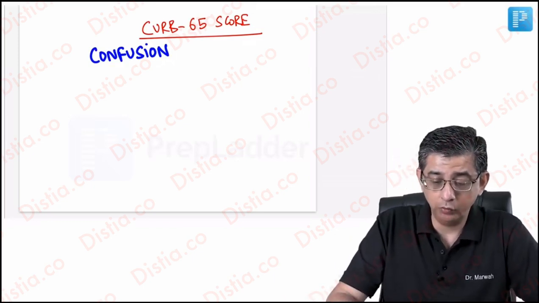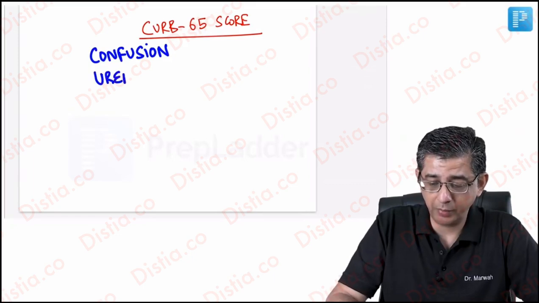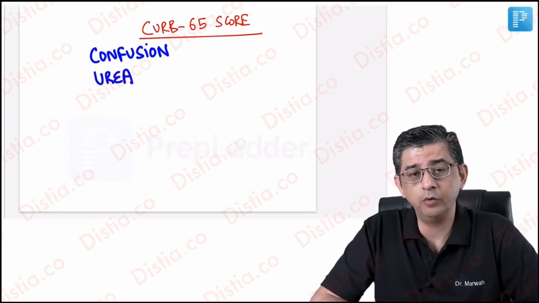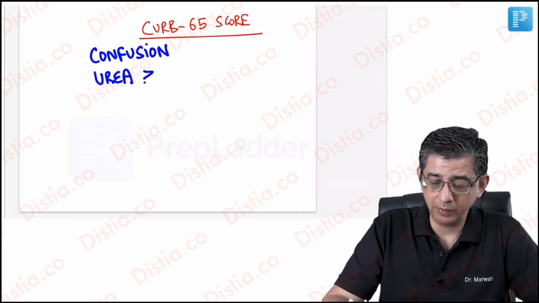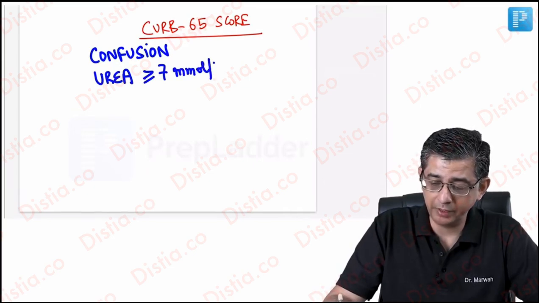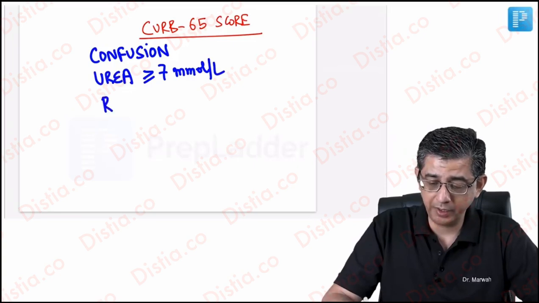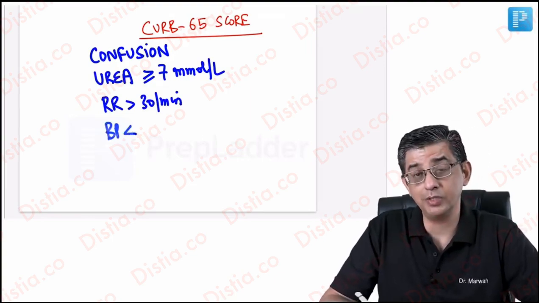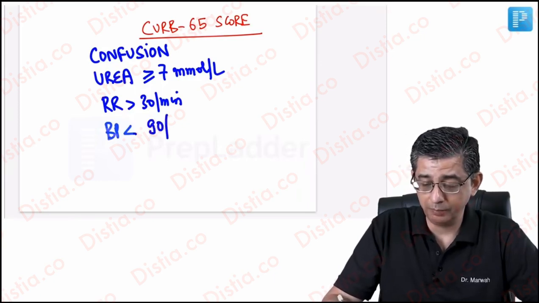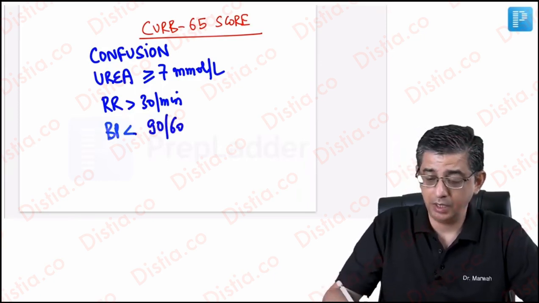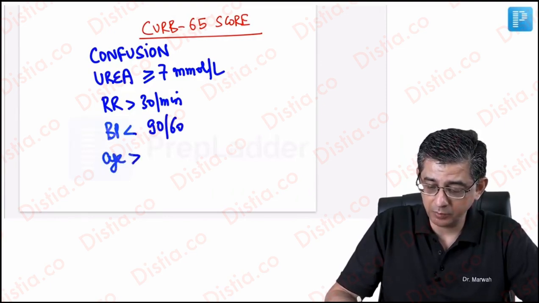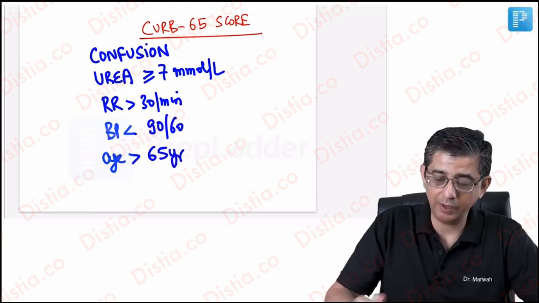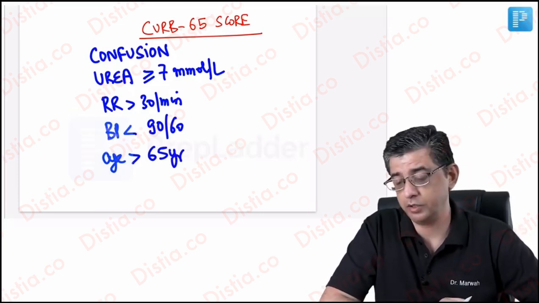You are the one who will decide on the basis of the following parameters. That would be confusion, then values of urea, which mathematically you have to remember would be more than 7 millimoles per liter. Then respiratory rate, obviously more than 30. For blood pressure, it has to be lower, because after all the person is going into septic shock subsequently. So BP less than 90/60. And then you will consider age of the patient more than 65 years, and this will help you determine whether you should admit a patient or not.